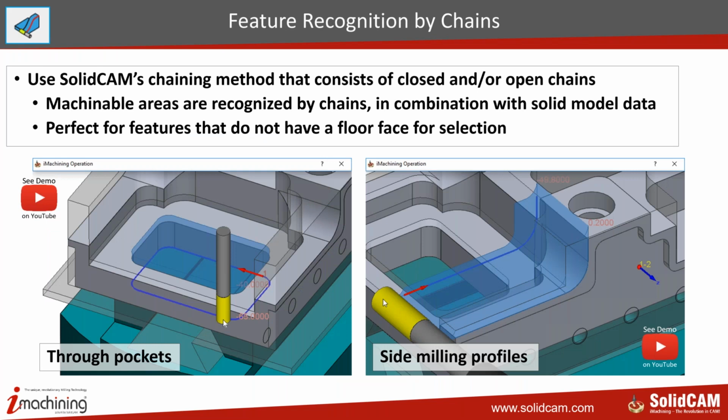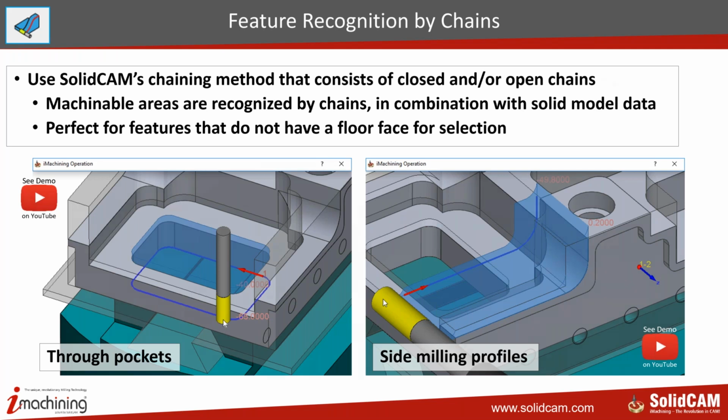So when you are doing any through pockets, or side milling profiles where you pick only the chains, again it automatically picks the chain, selects the upper level, and selects the lower level. It also marks the machining zone in a different color and highlights it, so that as a user you know exactly where it is going to generate the toolpath.